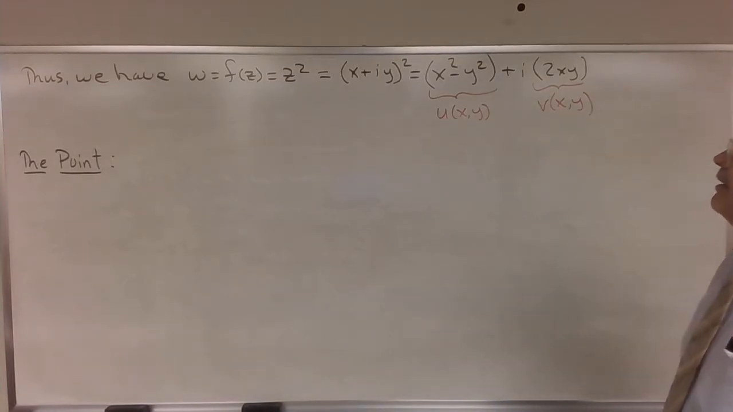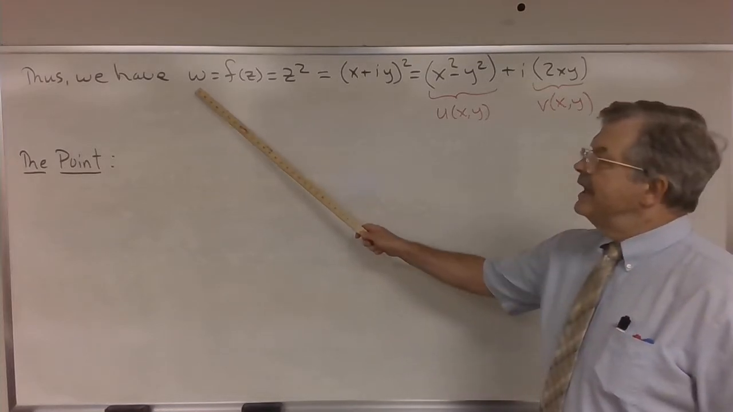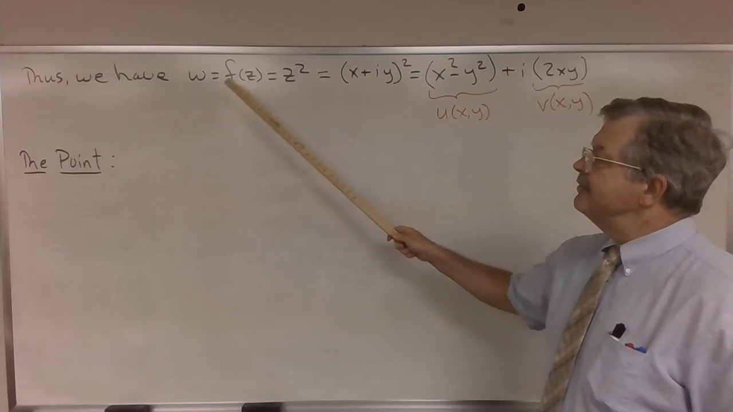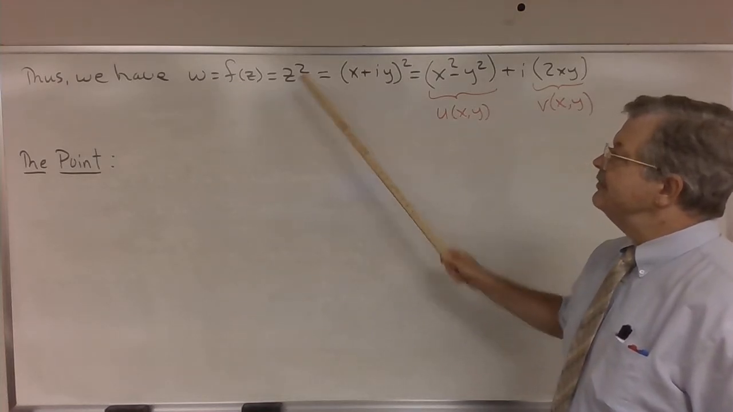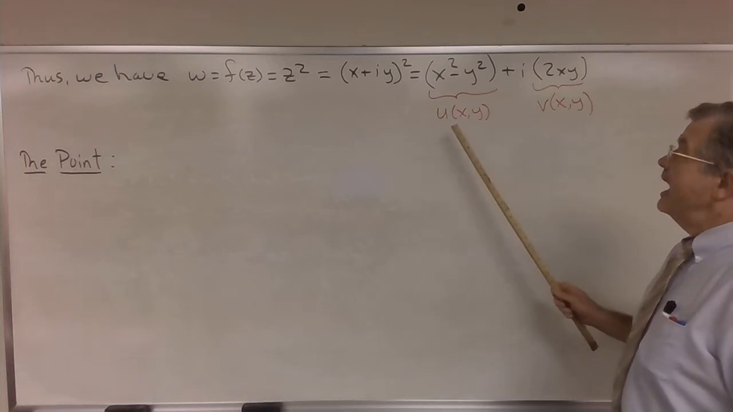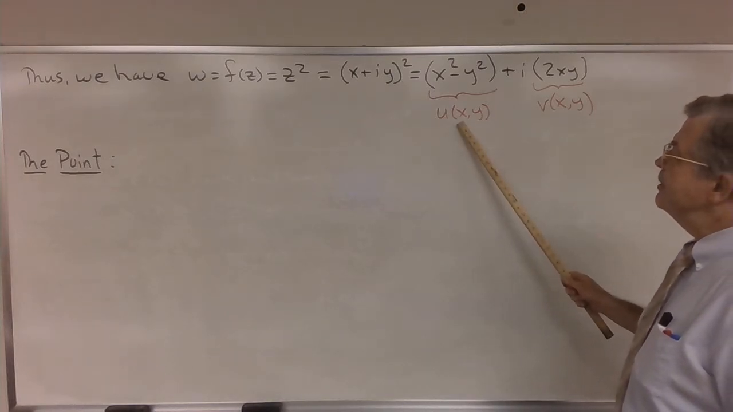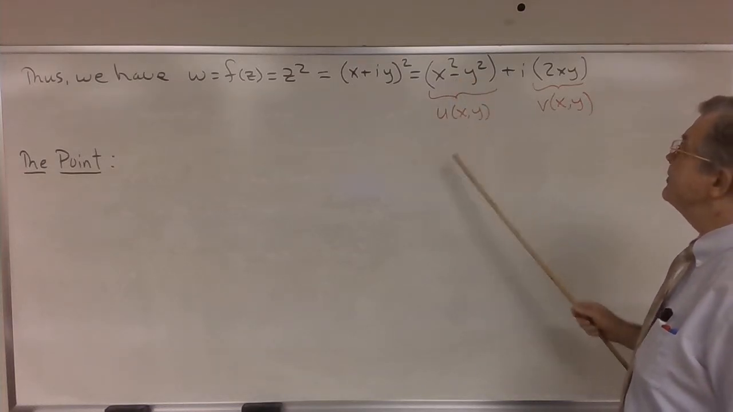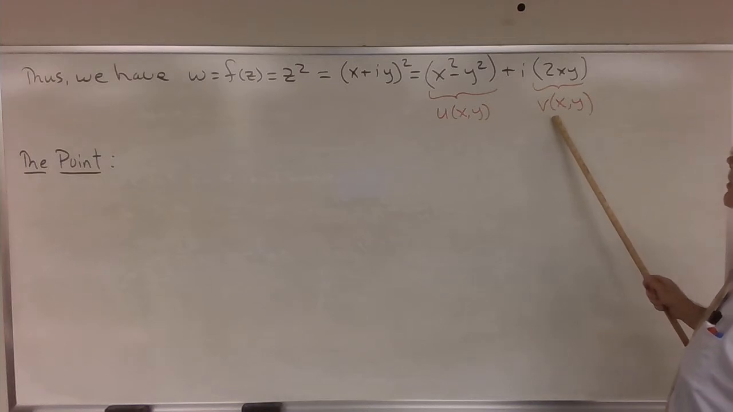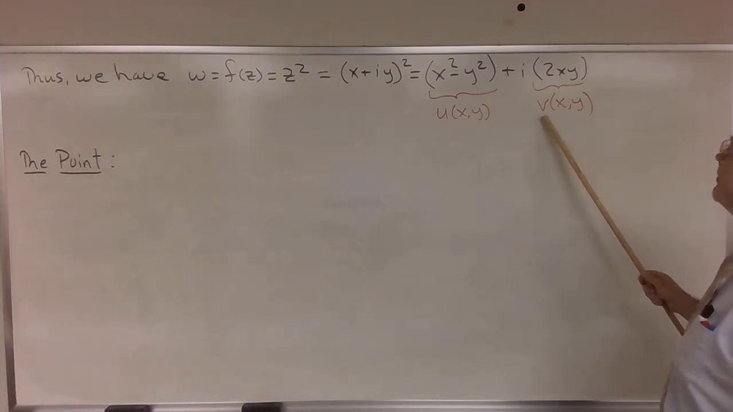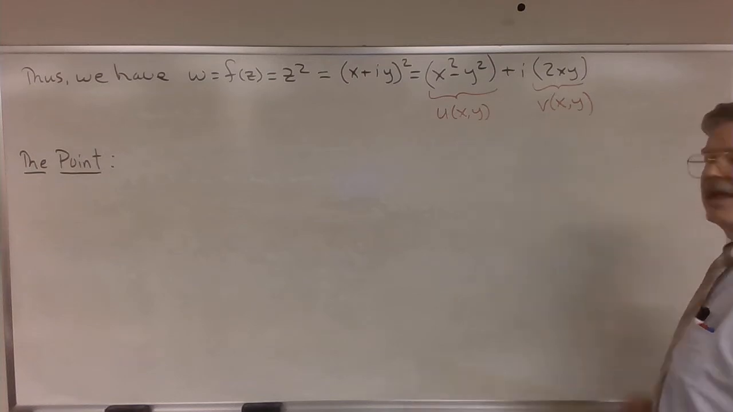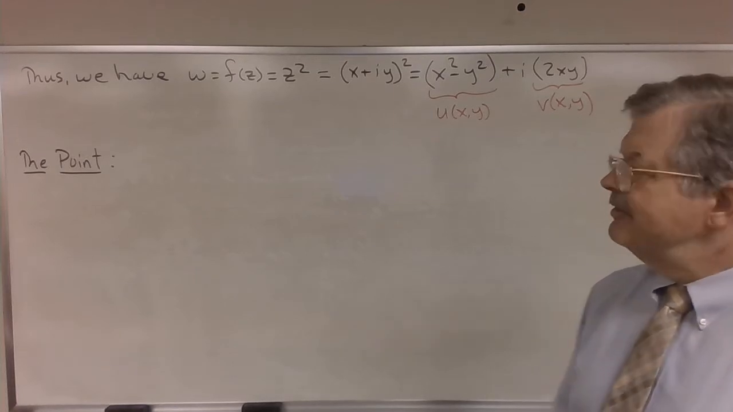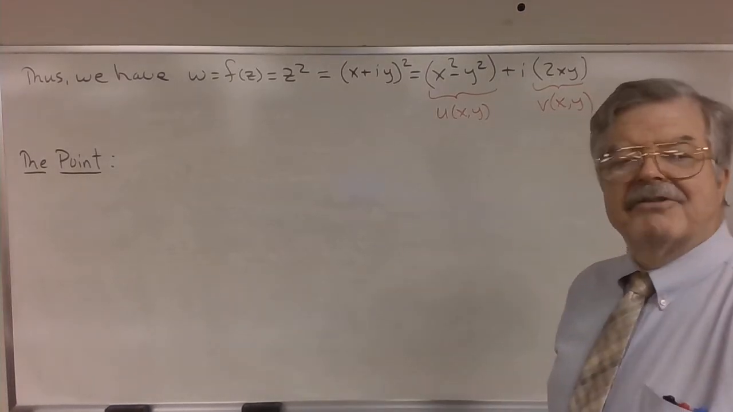So in terms of u and v, we have this function f of z that we call w. w is a function of z, in this case z squared. And the real part of w turns out to be some function u of both x and y. And the imaginary part of w turns out to be some function v of both x and y. And in general, this is going to be the point. So let me just say that explicitly.